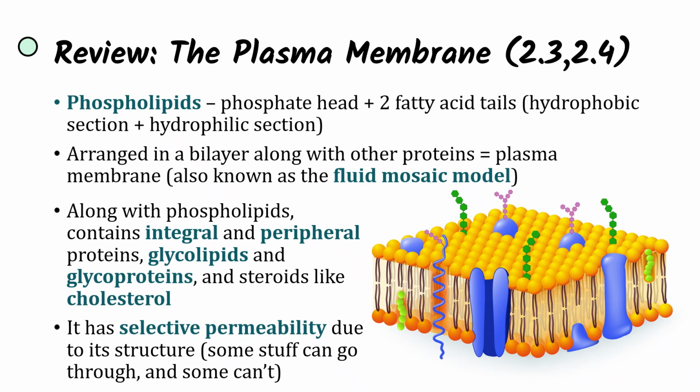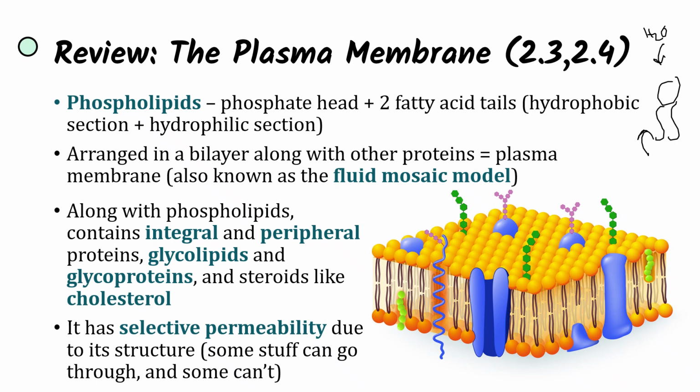Now it's time to go to the cell membrane, the plasma membrane. This consists primarily of phospholipids, which have a phosphate head and two fatty acid tails. And the phosphate head is going to be hydrophilic, it's going to be water loving, and the hydrophobic fatty acid tails are not going to like water. They want to get away from water. So they're going to be arranged in a bilayer, meaning there's going to be two layers of phospholipids within the membrane, and this is going to be with other proteins. And in total, this makes up the plasma membrane, or the fluid mosaic model.